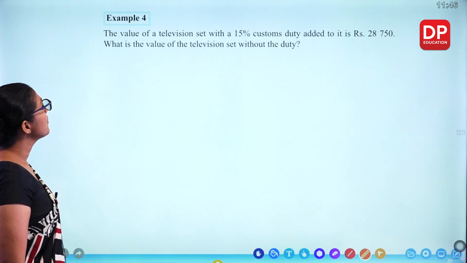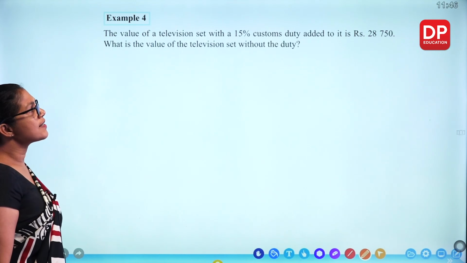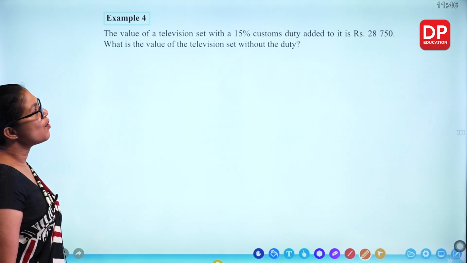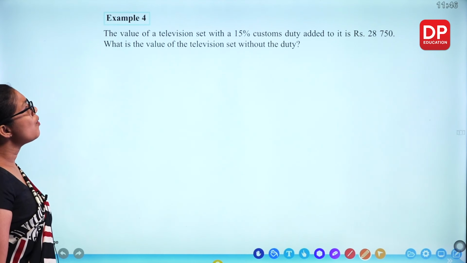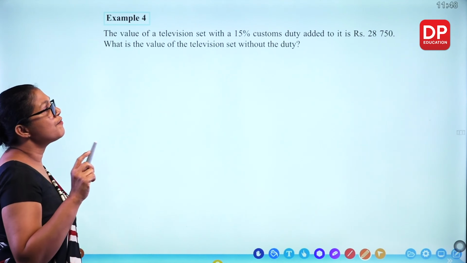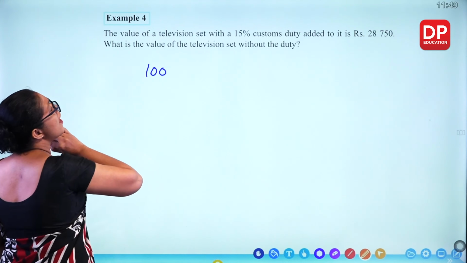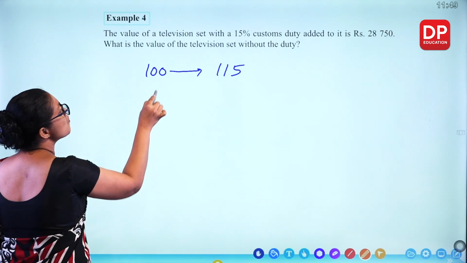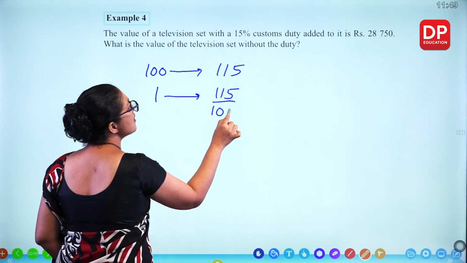Example number 4. The value of a television set with a 15% customs duty added to its value is 28,750. What is the value of the television set without the duty? So this value, 28,750, is with the 15% tax. If you buy for 100 rupees, then you have to pay 115 rupees. If it's one part, this is 115 over 100.